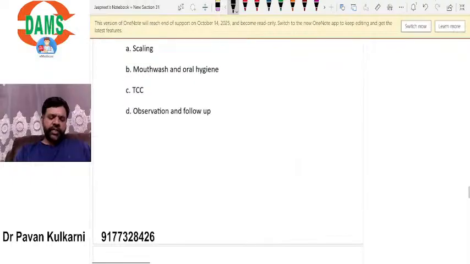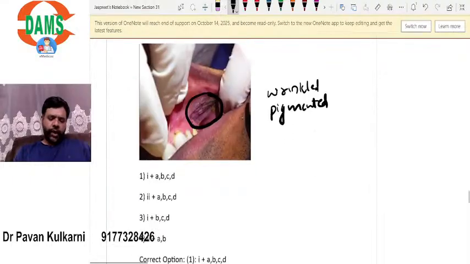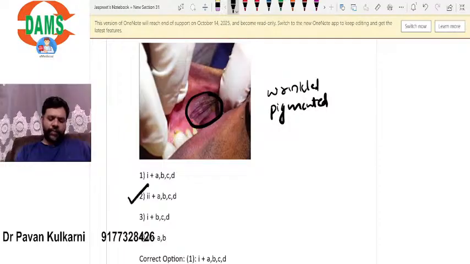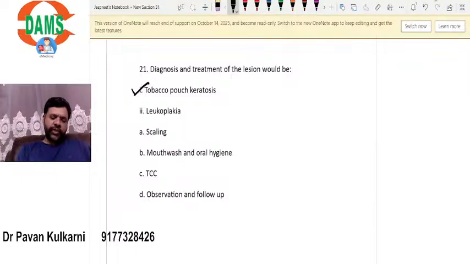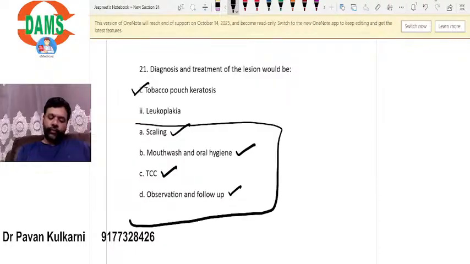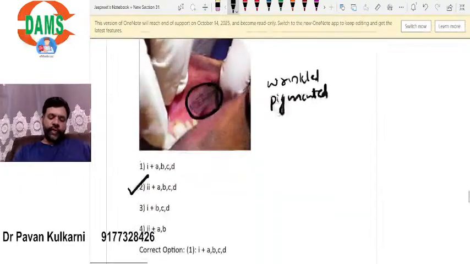Treatment of these patients is all ABCD. So classically it will be option 2. What is ABCD? You have to do scaling in these patients. You have to ask the patient to do mouthwash and oral hygiene. Tobacco counseling should be done. You should motivate the patient to quit the tobacco. Observation and follow-up should be done. So classically 1 plus all 4.